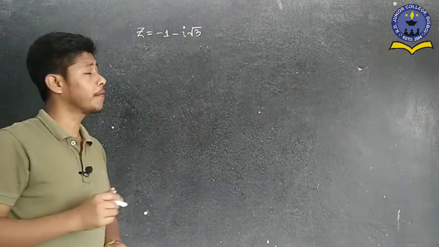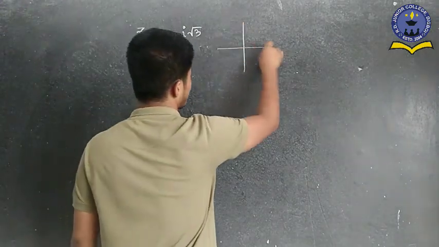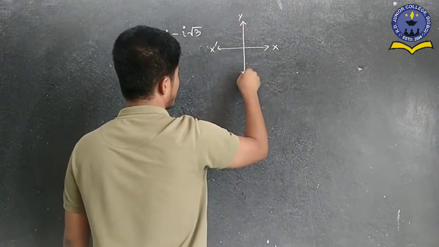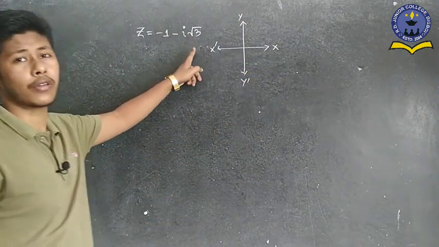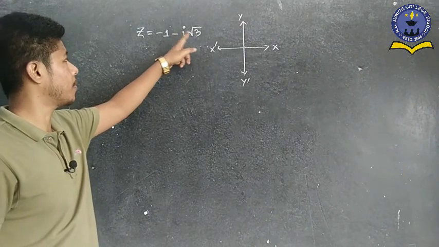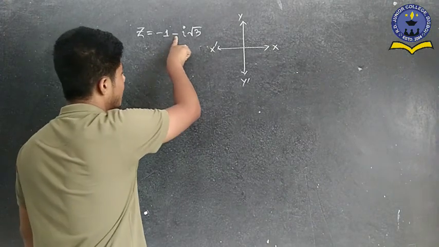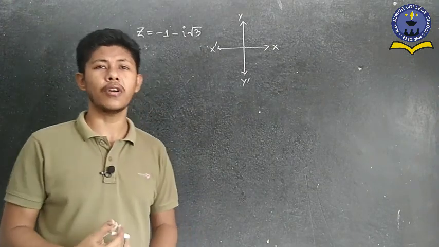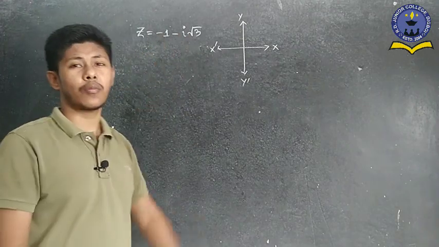First of all, at the start we identify in which quadrant it lies, which is very simple. Consider the Argand plane, and the ordered pair is minus 1, minus root 3. The real part is minus 1 and the imaginary part is minus root 3. One thing to remember: if minus is given, don't write root 3 only. We have to write minus root 3, because we convert the complex number into a plus ib form, where a is minus 1 and b is minus root 3.